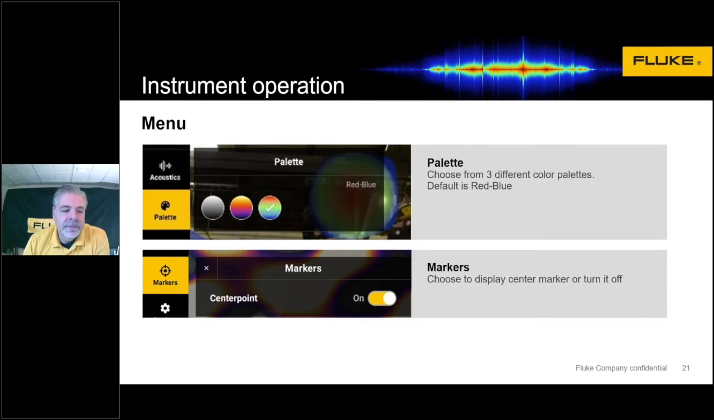Further down the menu, there was a button there for palette. The palette is just a word that we use to describe the colors that we are laying on top from the sound map to create the sight sound. The red-blue is not recommended because of some colorblind issues. If you're colorblind, the coloring may not make sense to you. So we typically use gray or what we call iron bow, which is very familiar on the thermal imaging side of things. Markers, we have the ability to turn that center point marker off and on.